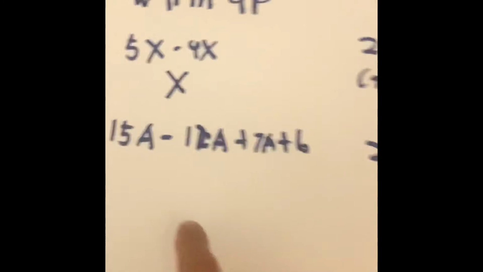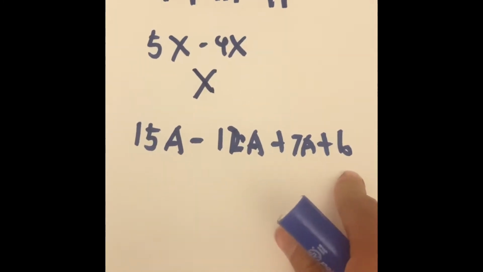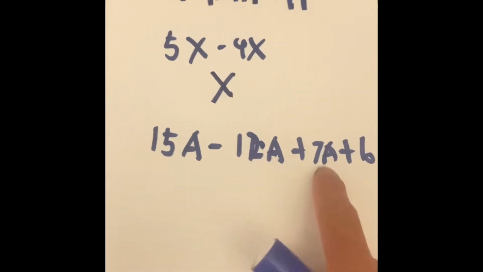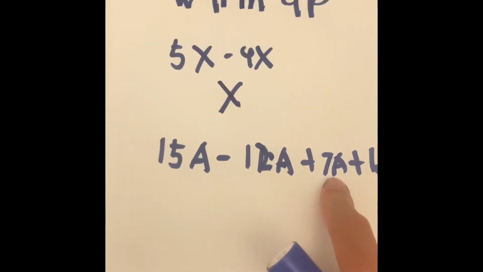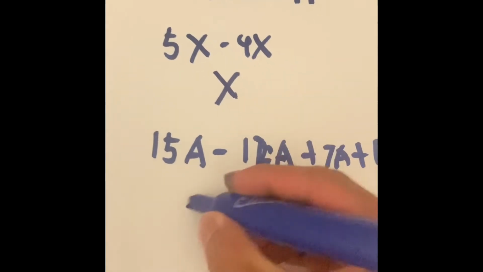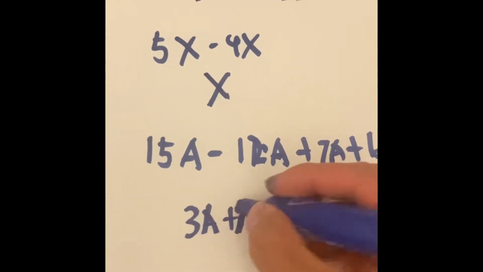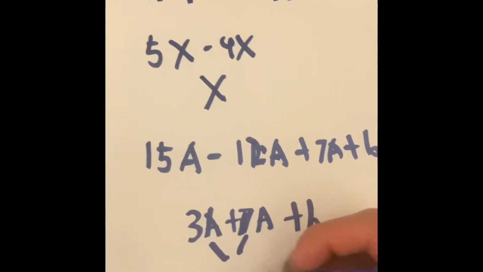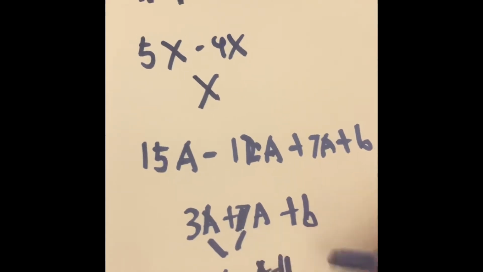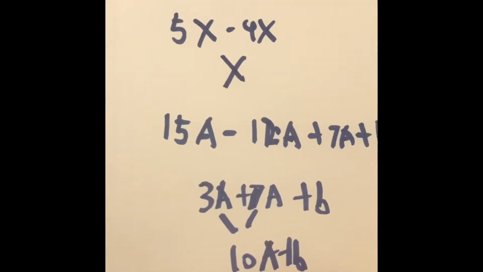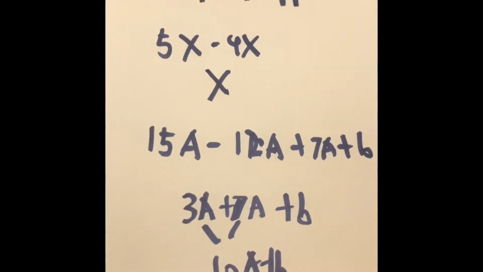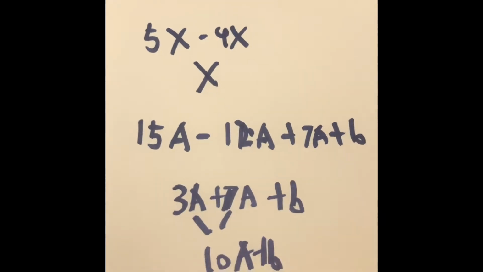With the third one, this one's a little bit large. But when we combine like terms, because we have 15a, 12a, and 7a, we are going to get 3a plus 7a plus b. 3a plus 7a is 10a plus b. So that is our simplified answer. We can't merge the 10a and the b because that's basically adding apples and oranges. Let's do the final one.